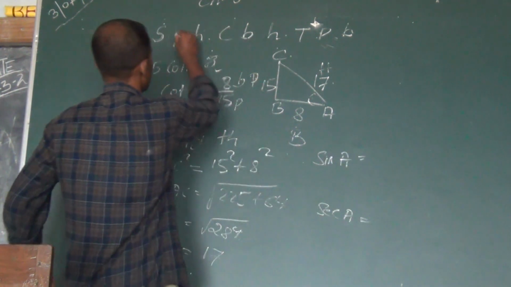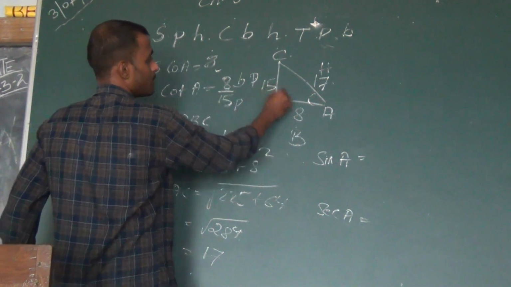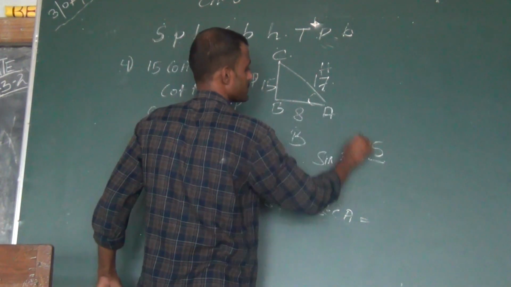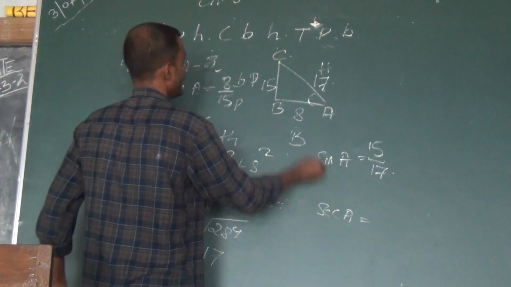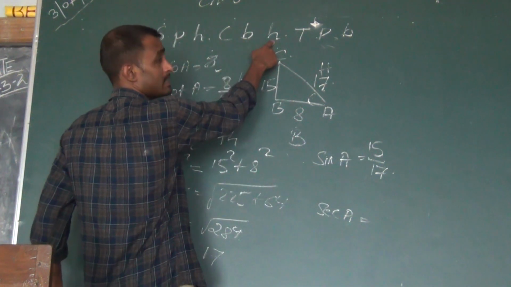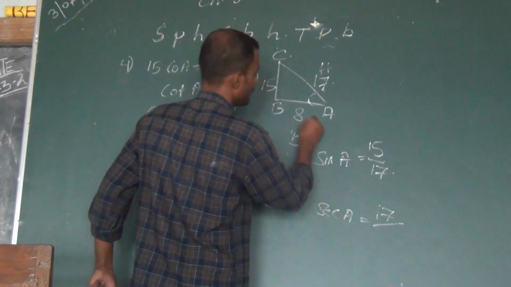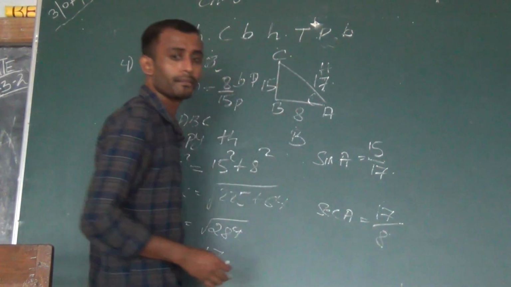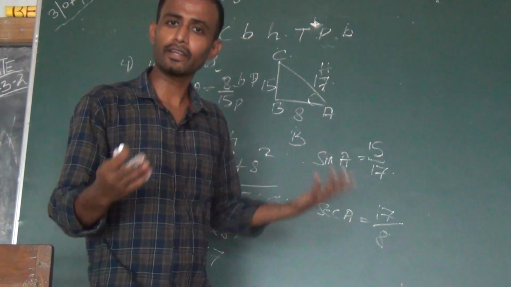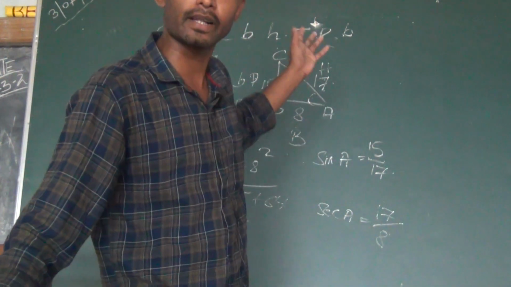Sin A. Now sin A is B by H, right? B is how much? 15, and H is given as 17. Done. Sec is the reciprocal of cos. Cos is B by H, so sec will become H by B. What is H here? 17. What is B? Done. So it is the same thing, we are doing the Pythagoras theorem. This is the fourth question in which you are using the Pythagoras theorem.